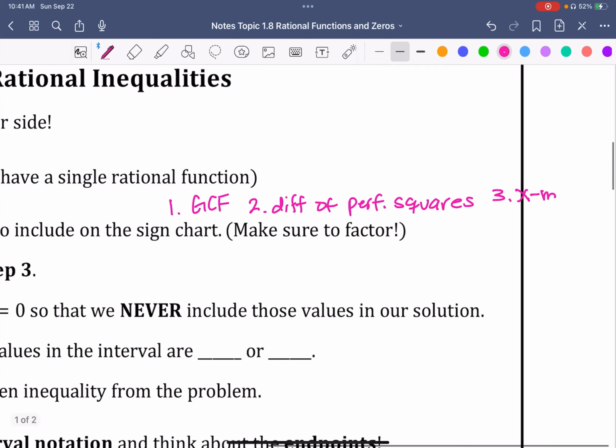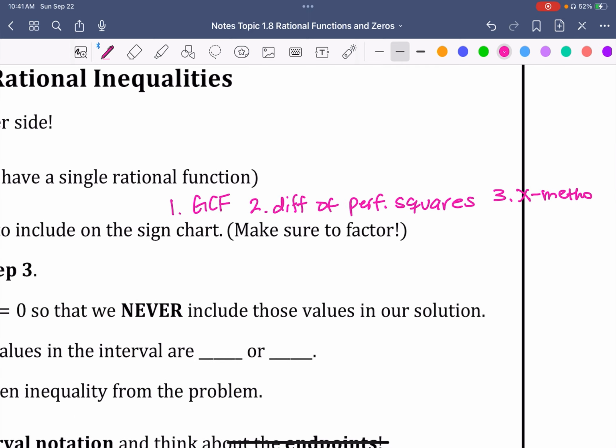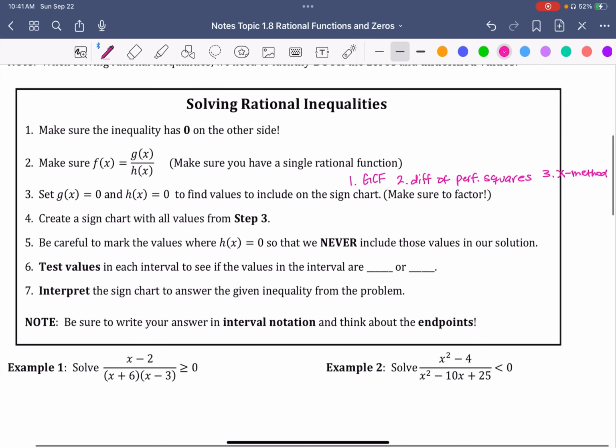If you still need help factoring, I do have a factoring video somewhere on my channel. Okay, after you get all of those values, you're going to create a sign chart with all the values from step 3, and then you're going to be careful to mark the values where h of x equals 0 so that you never include those values in the solution.